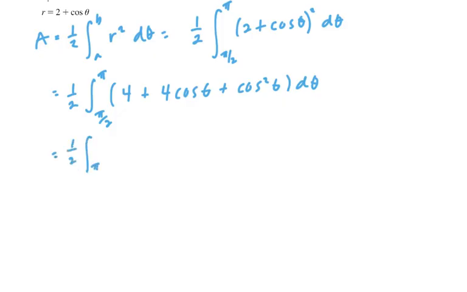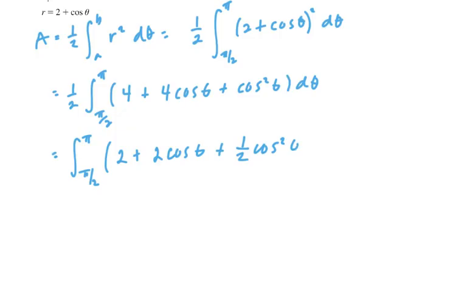So we're going to distribute the 1/2. Let's try that again. So let's distribute that 1/2 right away. Otherwise, you might lose it. So we have the bounds from pi over 2 to pi. We have 2 plus 2 cosine theta plus 1/2 cosine squared theta d theta.